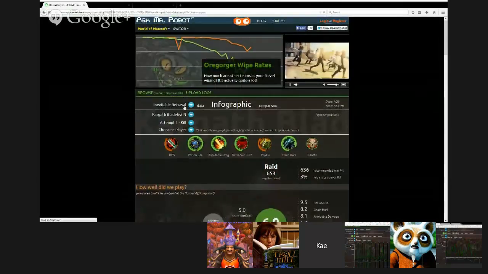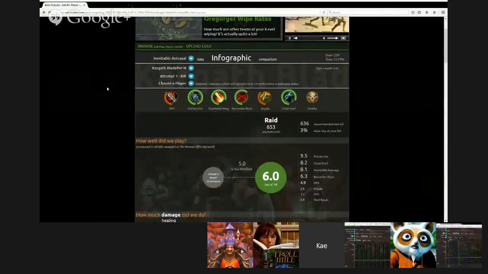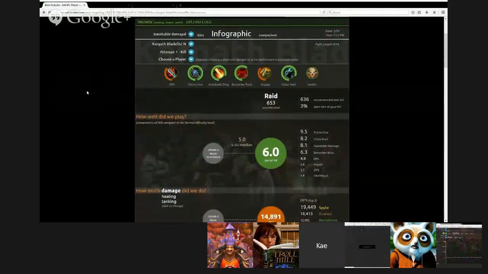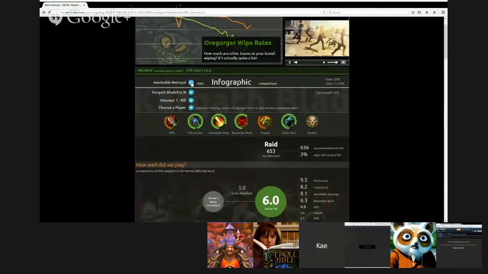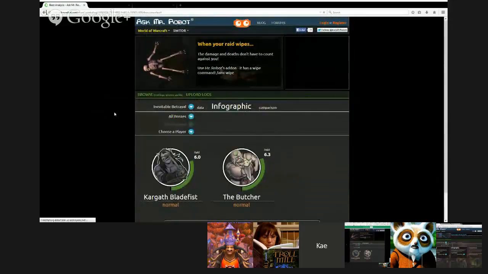The infographic is really, I think, what we're all here for. So here's the interesting thing about this: when you first go to the infographic, it's going to ask you to pick your boss. So let's click on all bosses, and we'll start off there.